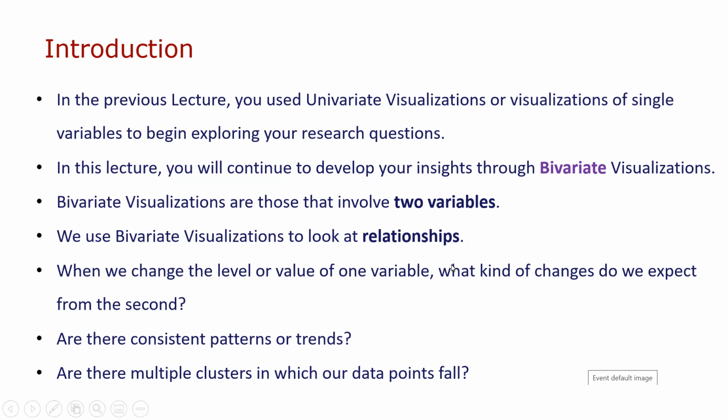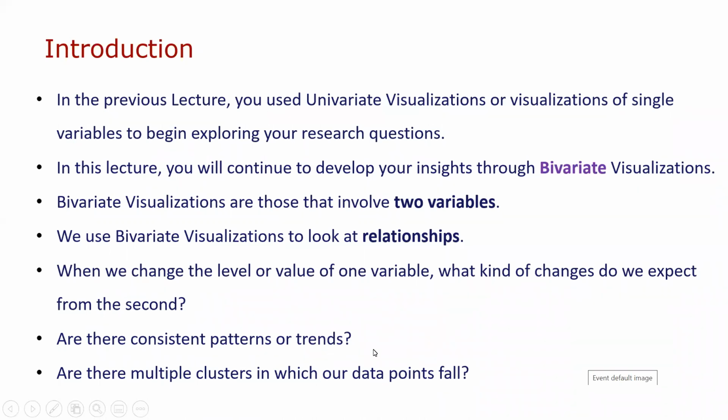Okay, so when we change the level or value of one variable, what kind of changes do we expect from the second? This is what we have talked about. We said that, for example, the size of the apartment has changed. What's going to happen to the price? Is it going to increase, decrease, stay the same? We have a 4-cylinder, now I have a 6-cylinder. Depending on the data that I have collected, the consumption of fuel is going to increase or decrease or not change. That's what I mean.